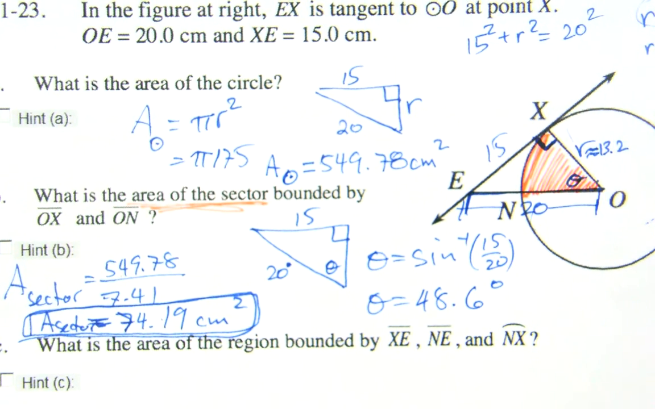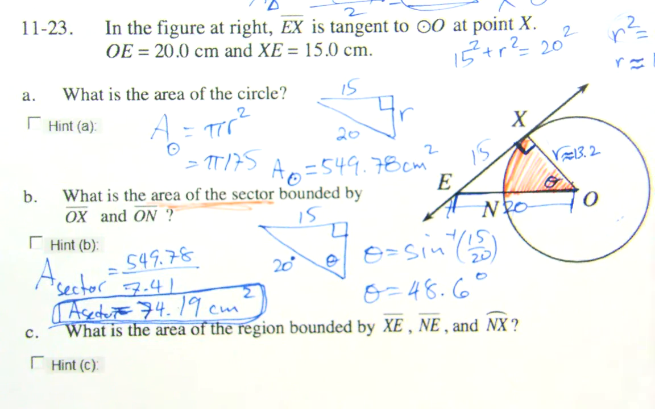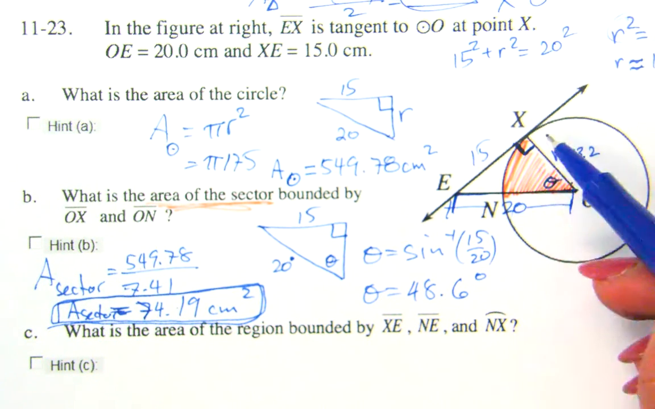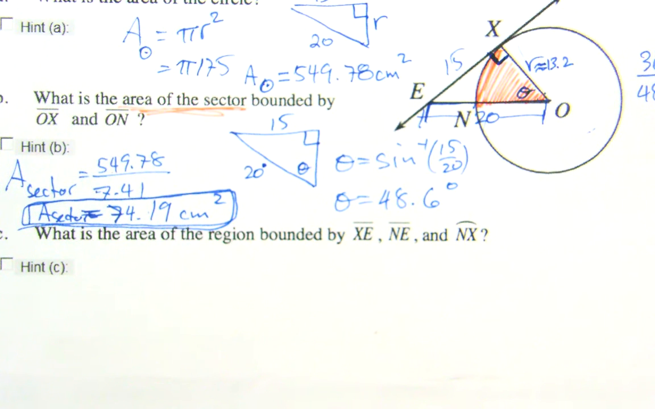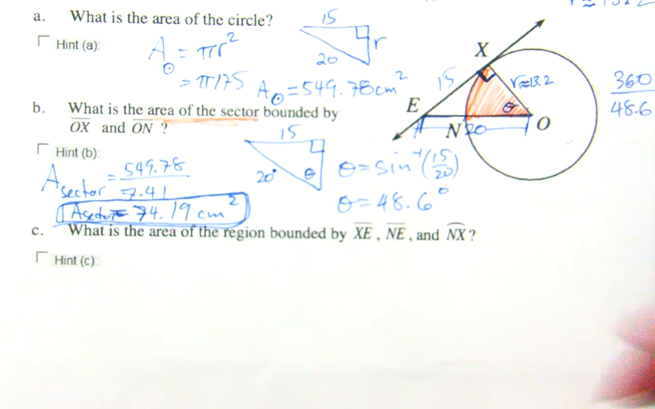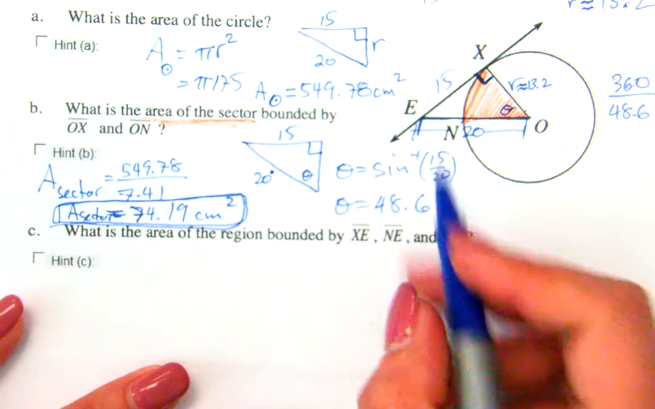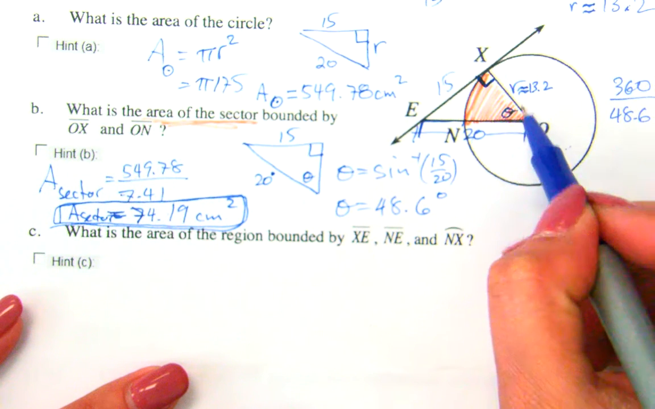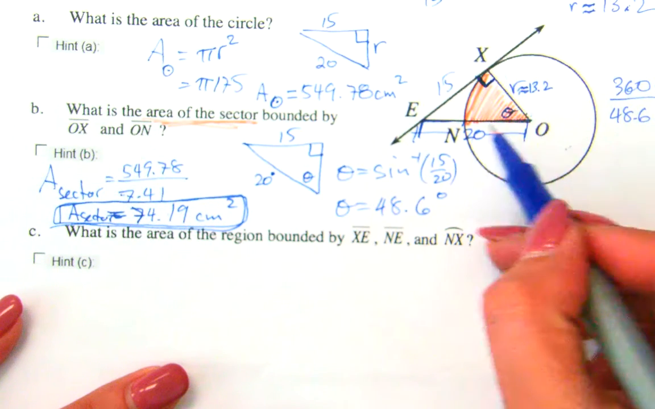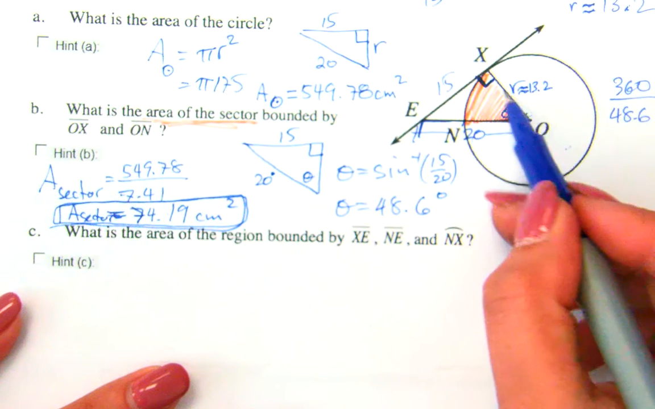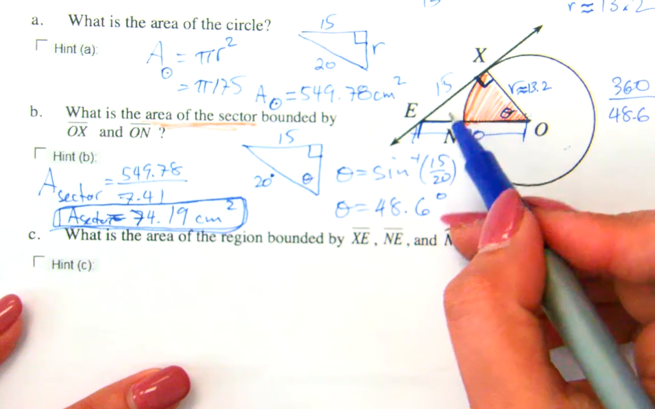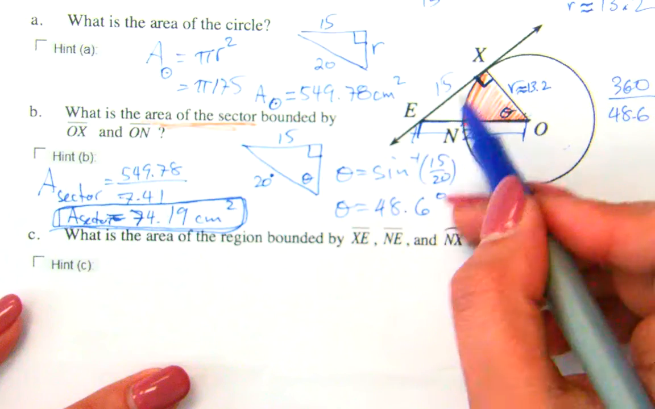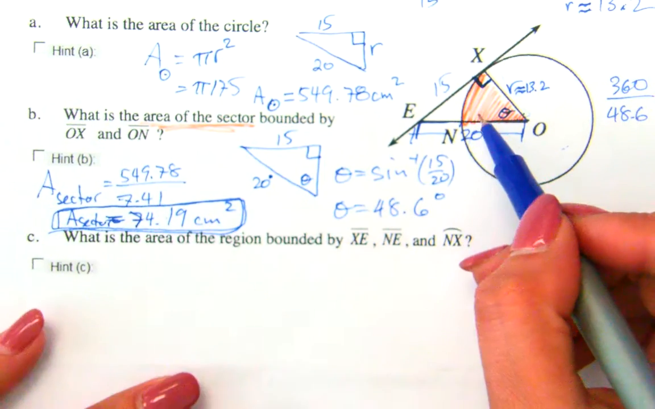Okay, now, what is the area of the region bounded by XE, NE, and the arc NX? Now, if you look at this, you're like, how in the world? But it actually makes perfect sense when you just think about it for a couple of seconds here. You have a triangle in here, and you have this area part right here. If you find the area of the whole triangle and take out the orange part, you should be left over with this random piece that's over here, which now in hindsight should make sense.